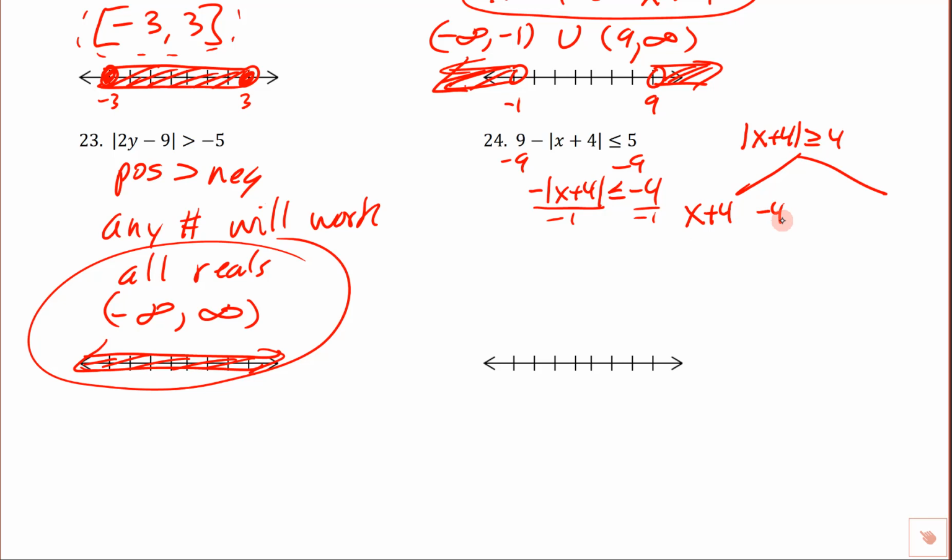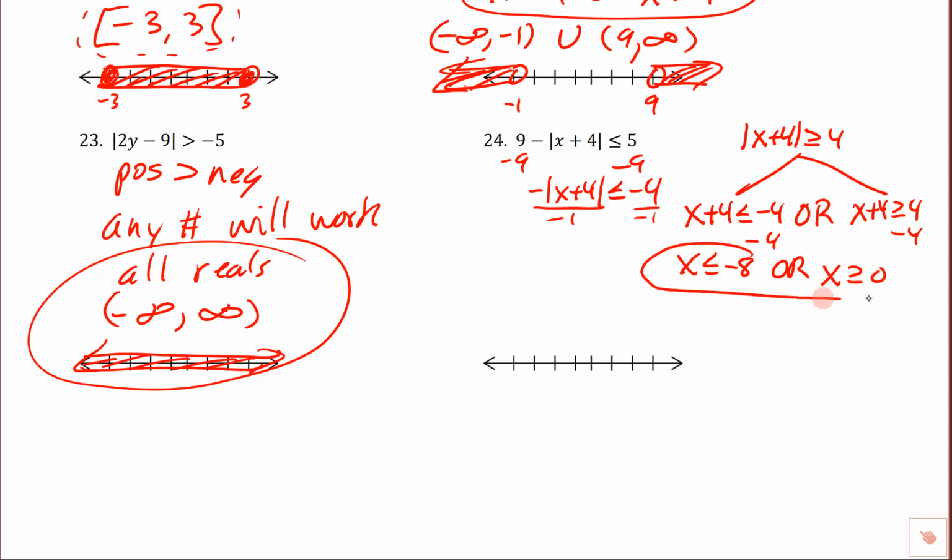We've got a -4 here, but we need to switch that so that it looks like this. Remember, we introduced a negative, so we switched the direction of the inequality. It's a greater than, so the word here is or, and then on this side we've got x plus 4 is greater than 4. So let's go ahead and solve. Subtract 4, we get x is less than or equal to -8, or on this one, when we subtract 4, we get x is greater than or equal to 0. So here's what the inequality looks like.